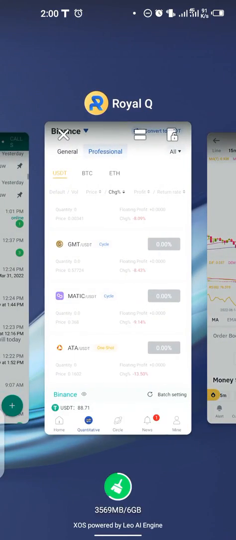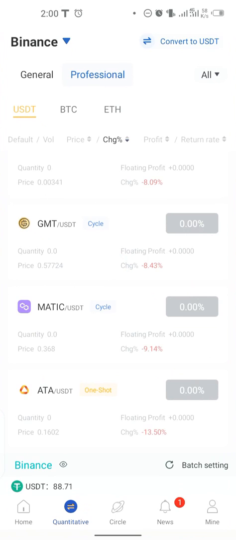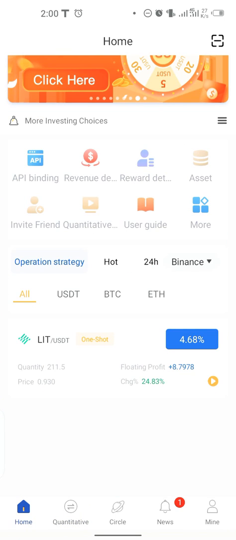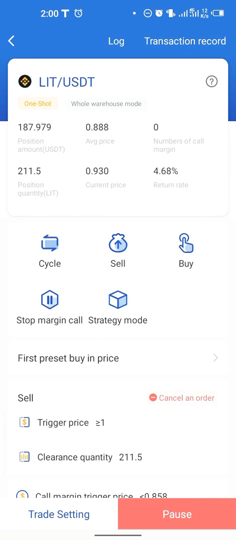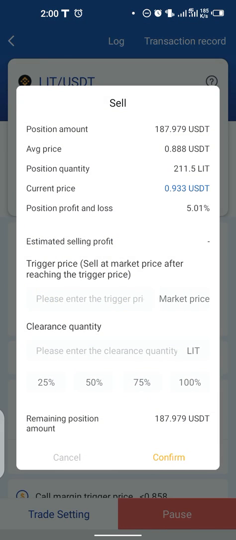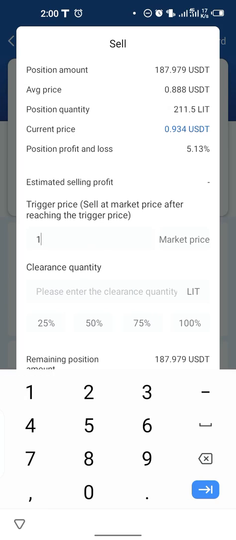So we come into our Royalq application and we are going to look at this coin LIT, right? You want it to sell at $1. What you do, ladies and gentlemen, you come here and tap on sell. Then where you see market price, you put a 1. Okay, let me say I want it to sell at 1.1, right? Then I put 100%.